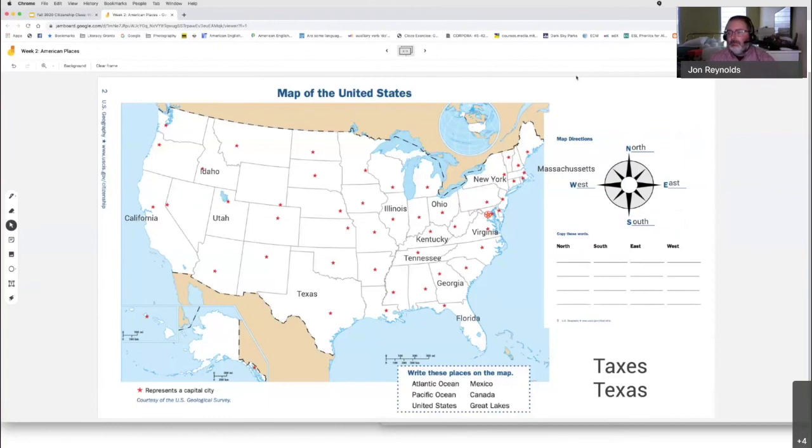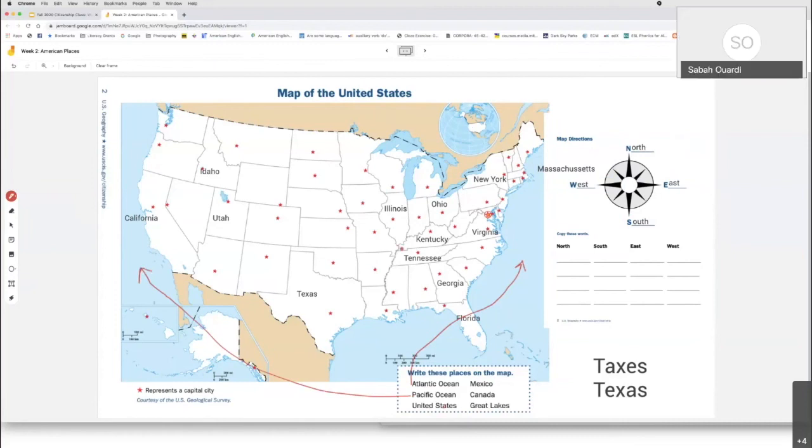So again, 50 states. We have lots of different states. We don't have to name all of them, but you do have to name some of them. Now, if you notice here at the bottom, we also have some other places. So we mentioned already the Atlantic Ocean. The Atlantic Ocean is to the east, right? The Pacific is to the west. Of course, this is the United States, so we don't have to mark that. Mexico is what direction? The south. And Canada is to the north, all the way up there.